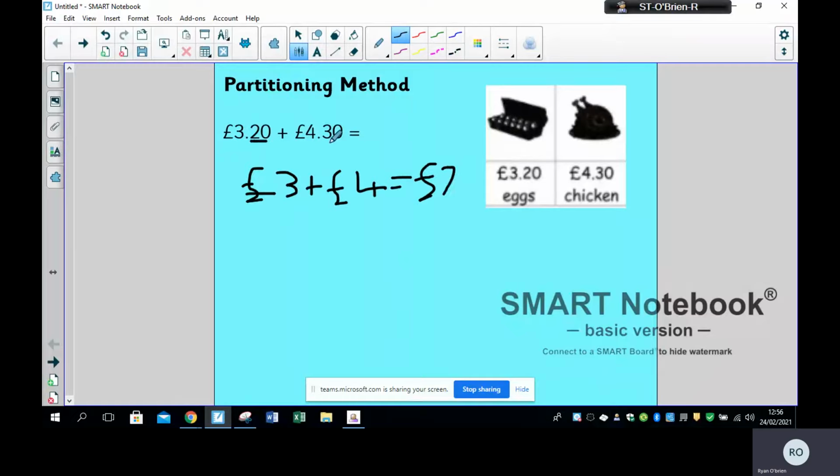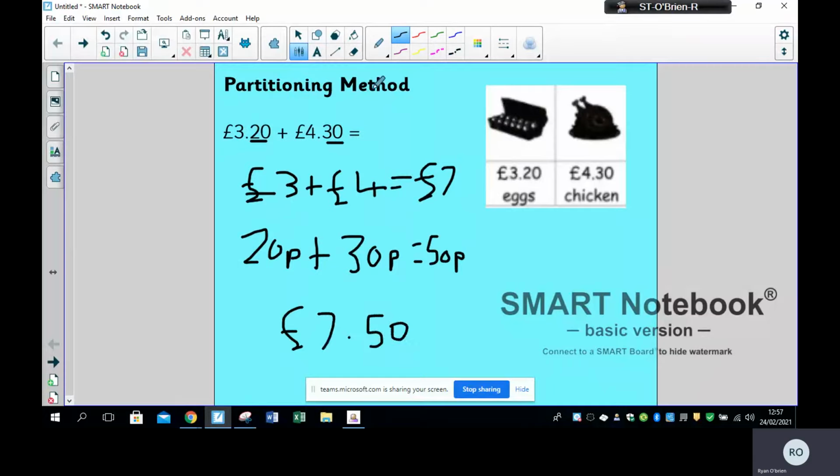So we've got 20 pence and we've got 30 pence. So 20p add 30p equals 20 add 30 is 50. I know that because 2 add 3 is 5, so 50p. And then once you've added the pounds and added the pence, we need to put them back together. So I've got £7 and 50p. Okay, so my answer is £7.50.